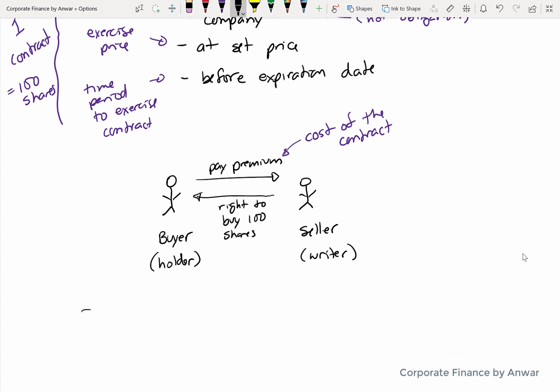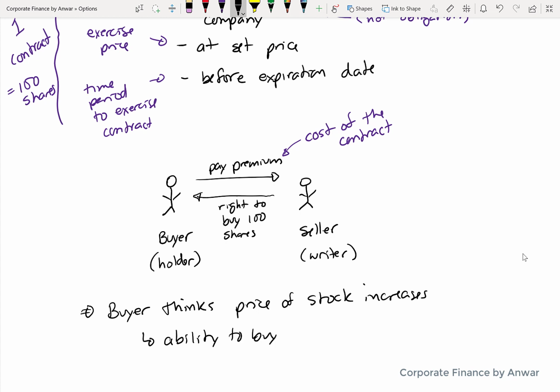And why would you buy a call option contract? Essentially, the buyer thinks that the price is going to go up. The buyer thinks that the price of the stock increases, so you will buy the contract. And why wouldn't you just buy the stock on its own? This gives you the ability to buy 100 shares. If you don't have enough money to buy that lot of shares, you have maybe $1,000, you can buy a contract, and that will give you the ability. Essentially, it's providing you with leverage.